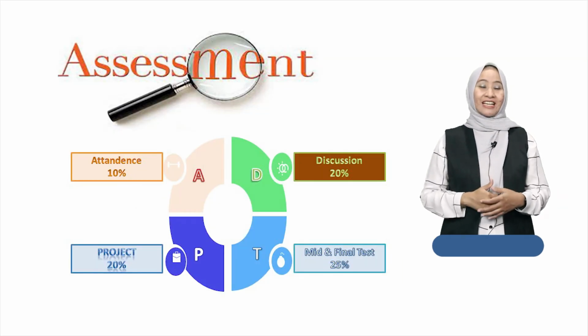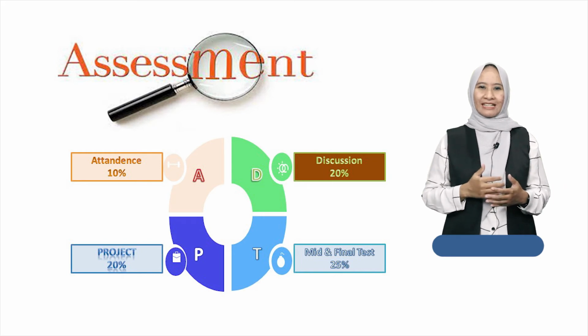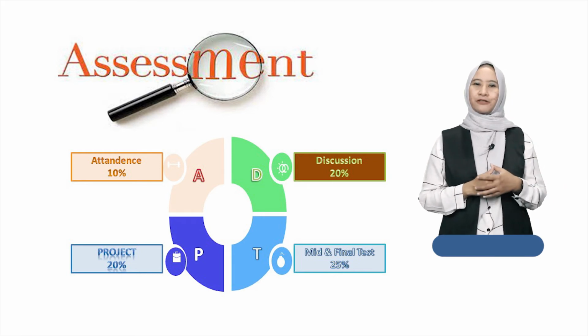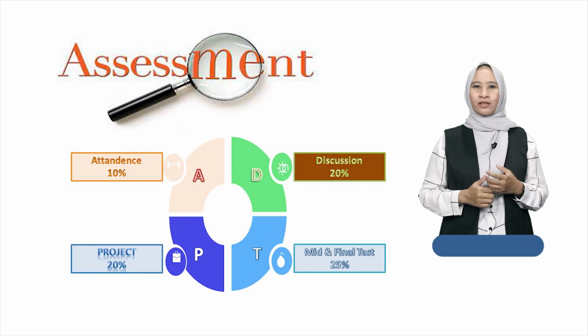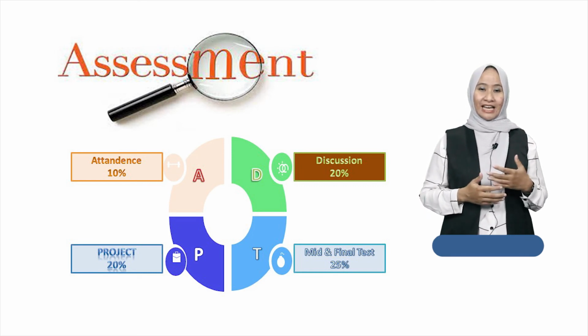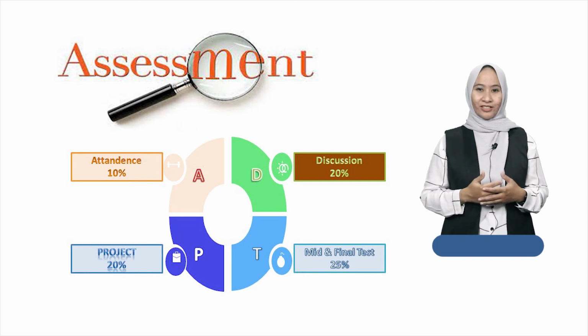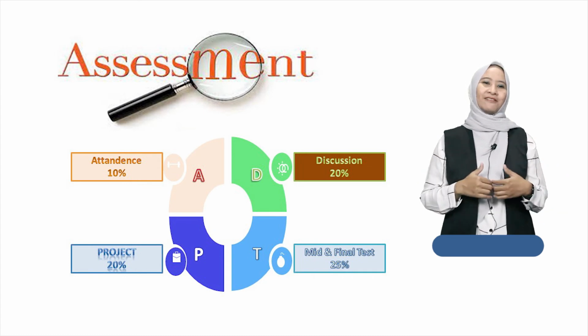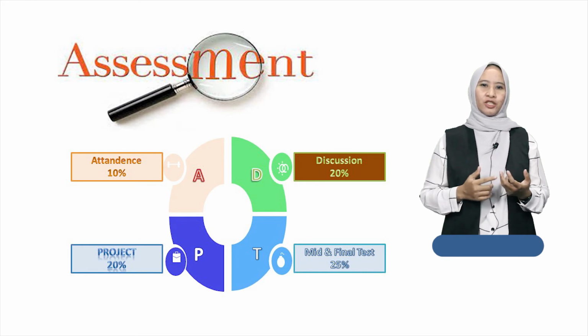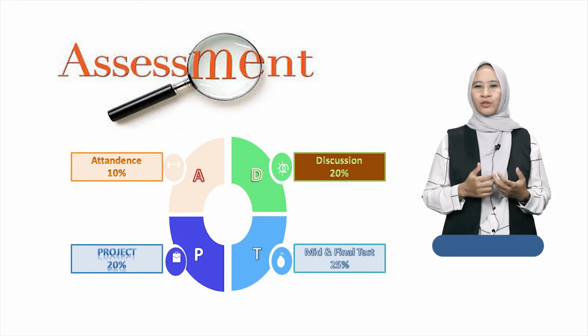And of course, in this course, you will be assessed individually and also in a group. In this course, your learning activities involve your attendance in and outside the classroom, your activeness in course discussion sessions, the course project assigned, and also midterm and final tests. The final scores will be achieved by applying the formula below. Your attendance contributes 10% of the final scores.